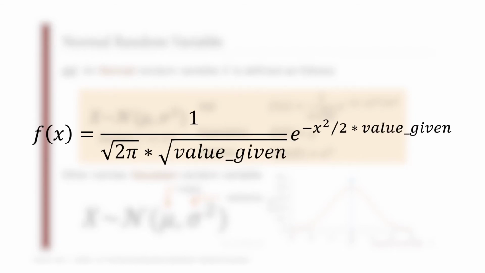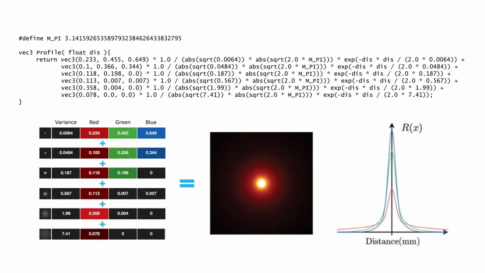With that out of the way, we can easily come up with a function that returns the scattering color of the human skin for us. Here the parameter is the distance the light travels.